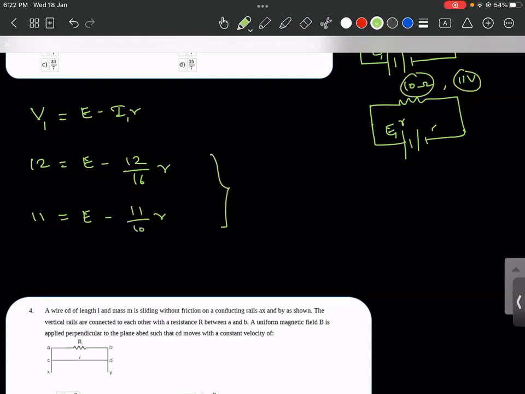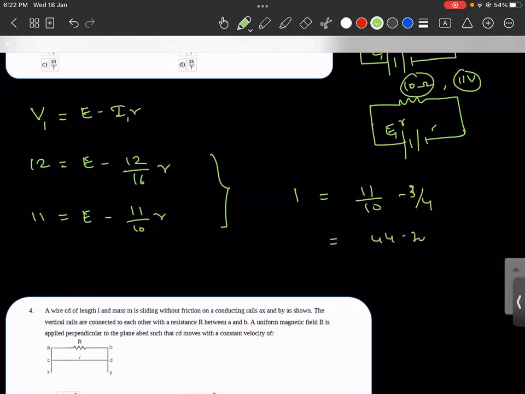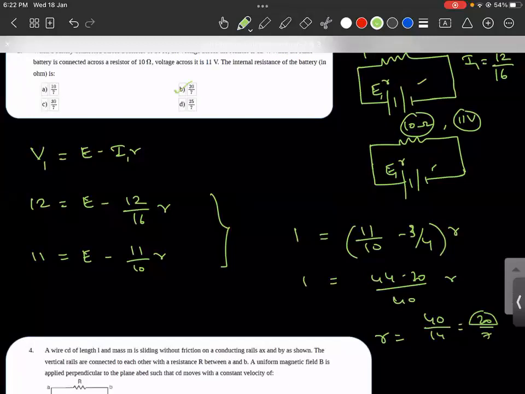So what are you supposed to do? Subtract both. You will get 1 is equal to 11 by 10 minus 12 by 16, which is 3 by 4. So 44 minus 30, this whole thing multiplied with R. 44 minus 30 divided by 40 into R. So R will be equal to 40 divided by 44 minus 30, which is 14. So it will be 20 by 7. Is there an option? Yes. So 20 by 7 will be the answer. I hope everybody understood this.